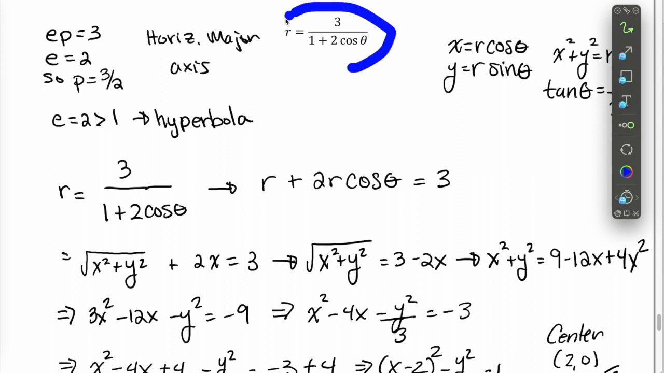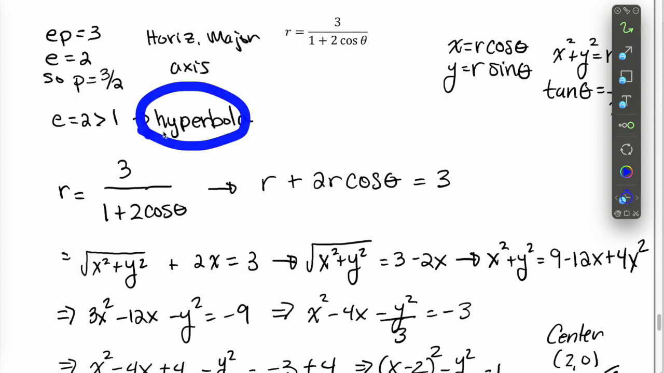Looking at this equation here, I have 3 over 1 plus 2 cosine theta. So 3 is going to be equal to E times P. E is 2 here, so I know that P is 3/2. And because this is cosine down here, I know that my major axis is going to be horizontal. Now, because I've identified my value of E, and E is 2, since 2 is greater than 1, I know that this is going to represent a hyperbola.